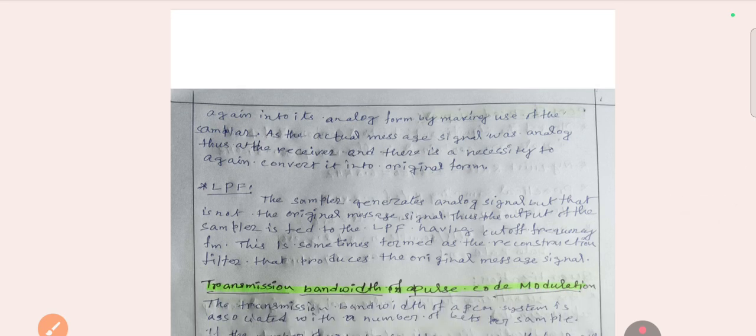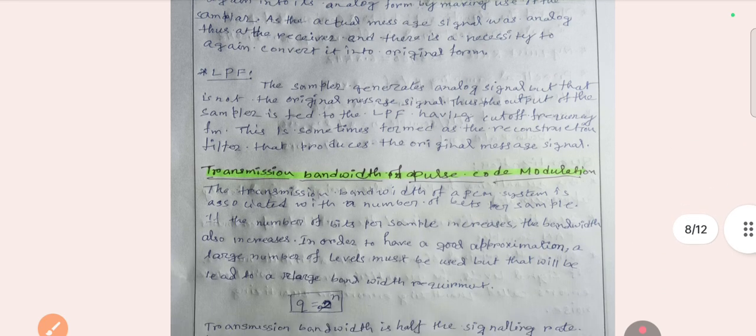The sampler generates an analog signal, but that is not the original message signal. Thus, the output of the sampler is fed to the low pass filter having the cutoff frequency fm. This is sometimes termed the reconstruction filter, which produces the original message signal.